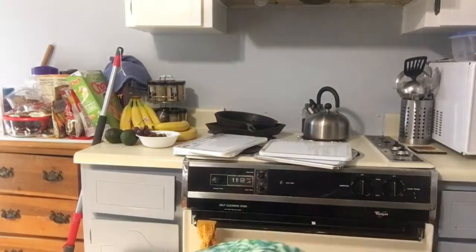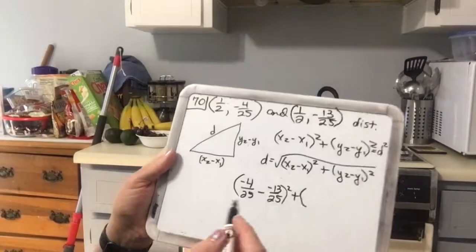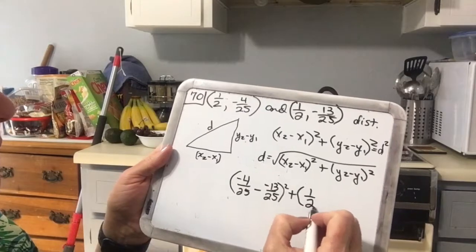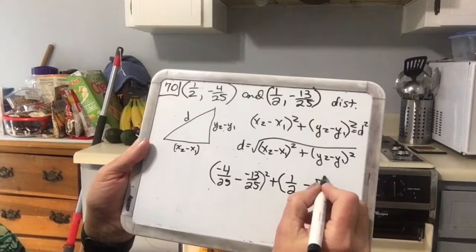Dropped my marker. I'm back. Okay, so 1/2 take away 1/2. Okay, and that's going to be squared.